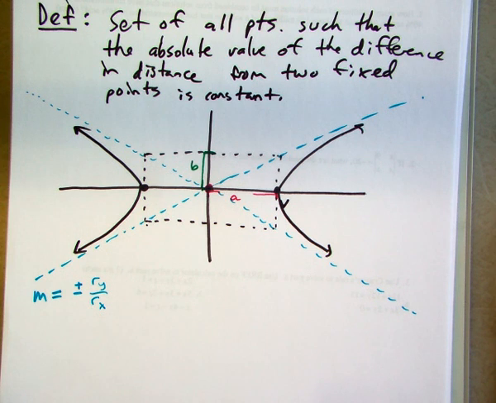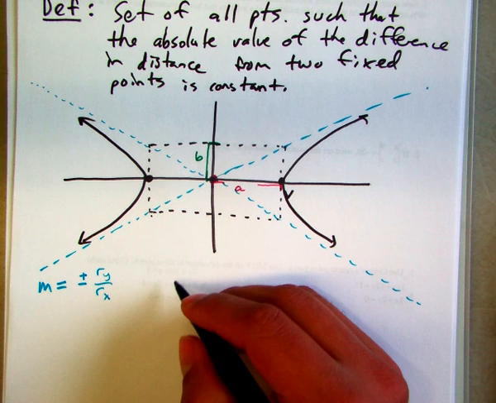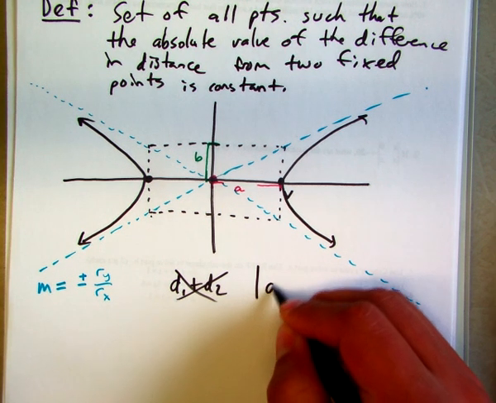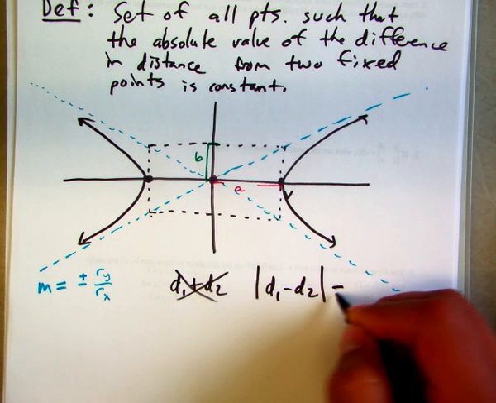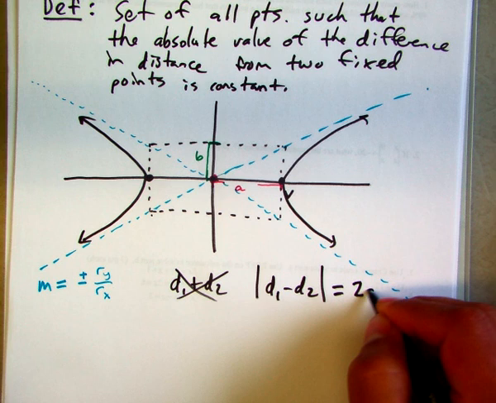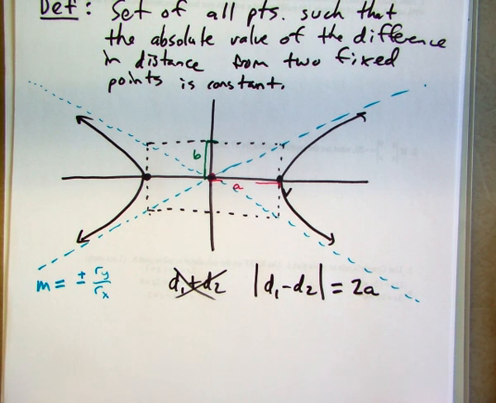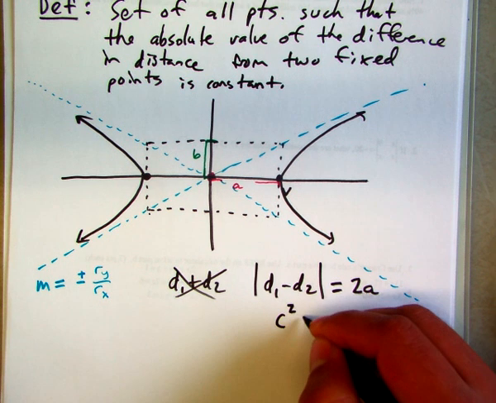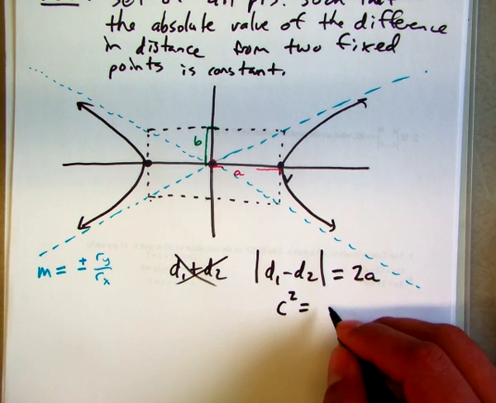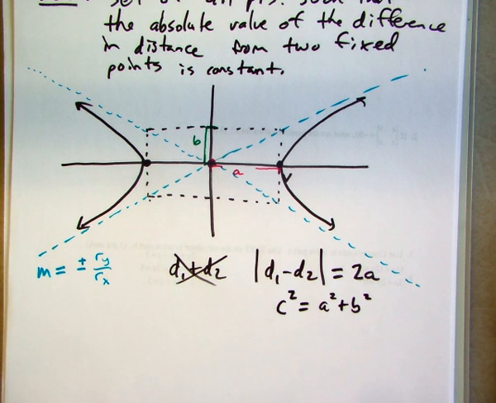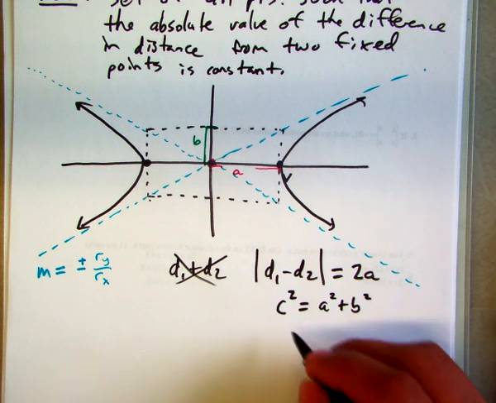And now here are the equations that you need to know. Instead of d1 plus d2, now we have the difference in d1 and d2. And we put absolute value around it because depending on the order, it may or may not be negative. But it's still going to be 2a. For ellipses, what was c squared equal to? Here it's a squared plus b squared. And I see some of you remember. Or that was a good educated guess. That was nice. Eccentricity is still c over a.